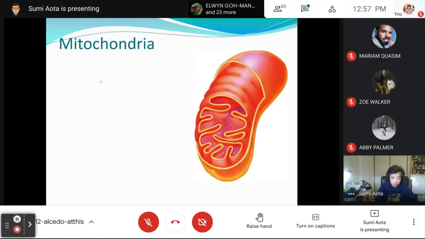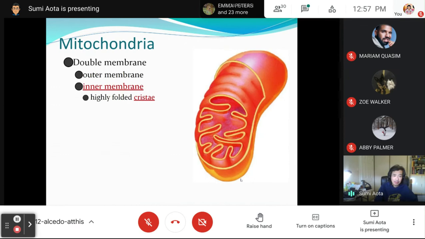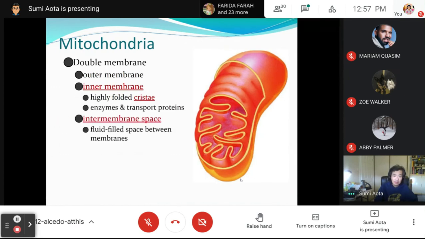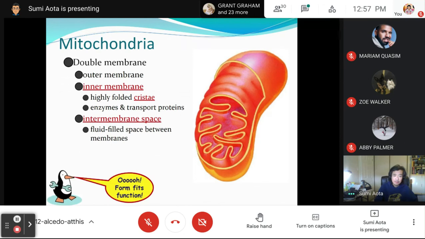So, just quickly reviewing the mitochondria. You've seen this slide already, so I'm just going to flip through it. You don't need to worry about it. What I'm going to do now is take a closer look at this section of the cristae.